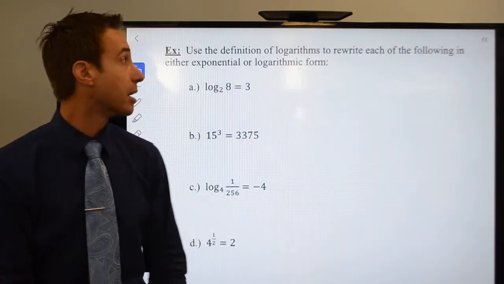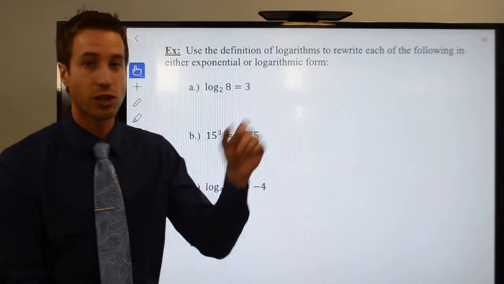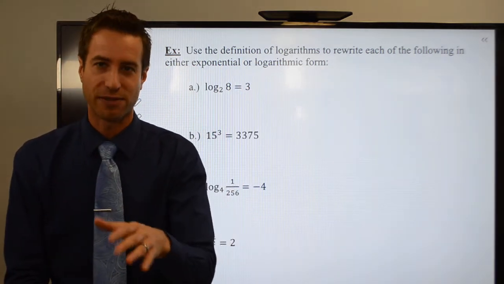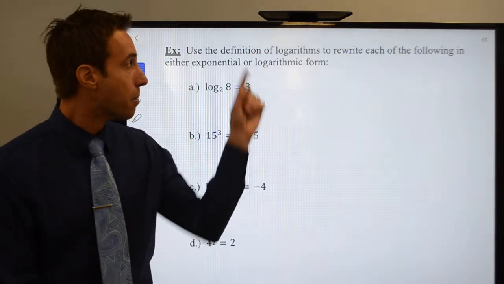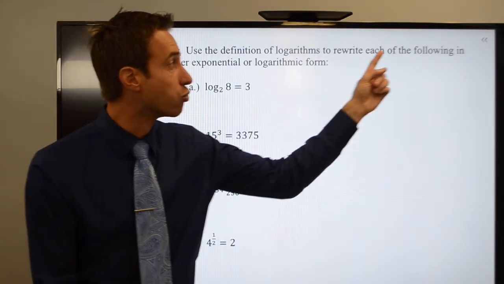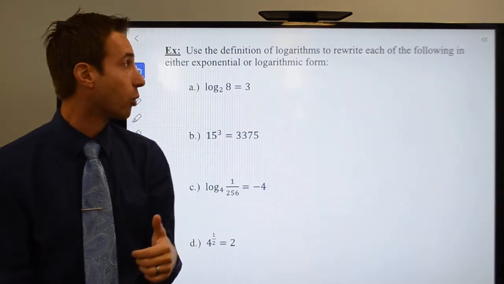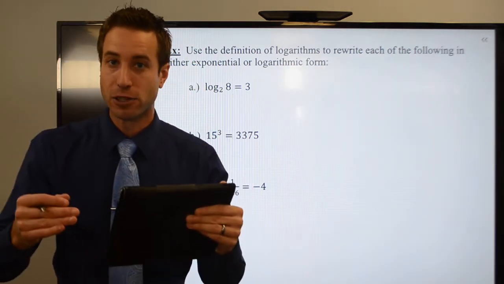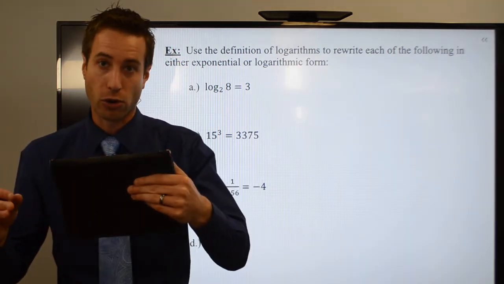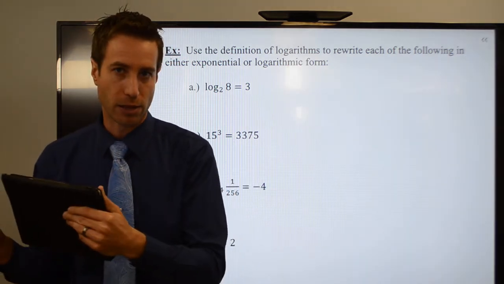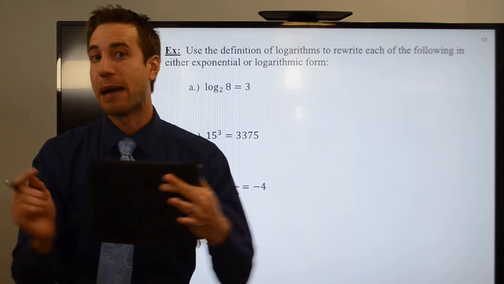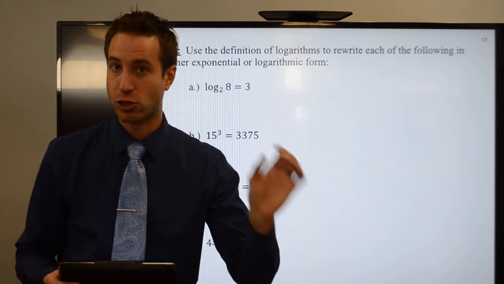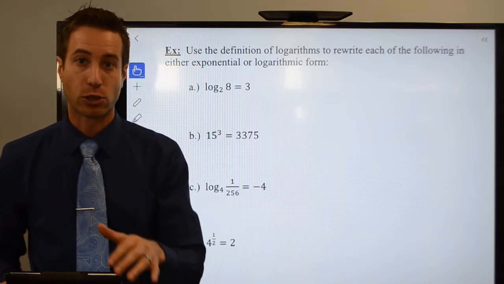Anyway, here's what we're going to be doing. You're going to be using the definition of logarithms, which I showed you on the previous page. We're not going to use the definition; I'm going to show you an easier way. But we want to rewrite each of the following as either an exponential or a logarithm. Remember, exponentials and logarithms are inverse functions. I just showed you that on the previous page of the notes. So you need to be able to go back and forth between the two: from a logarithm to an exponential, and from an exponential back to a logarithm.